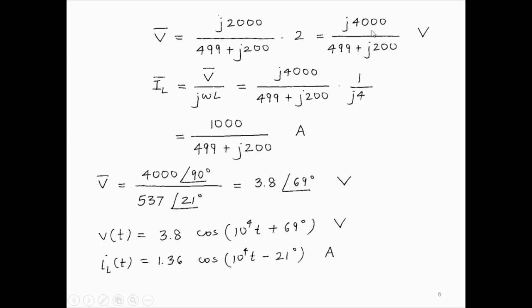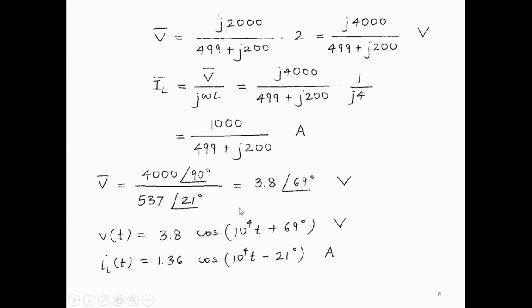The numerator, of course, you don't need a calculator. This has only an imaginary part, so this is 4000 and the angle is 90 degrees, because j corresponds to a 90-degree angle. So 4000 angle 90 degrees. The denominator will turn out to be 537 angle 21 degrees. Then we divide the magnitudes and subtract the phases. So 4000 by 537 is 3.8, and 90 minus 21 is 69 degrees. So the voltage in polar coordinates is 3.8 volts, angle 69 degrees.